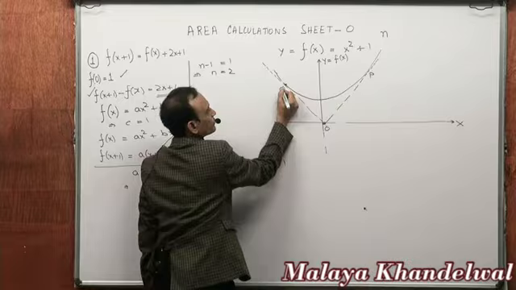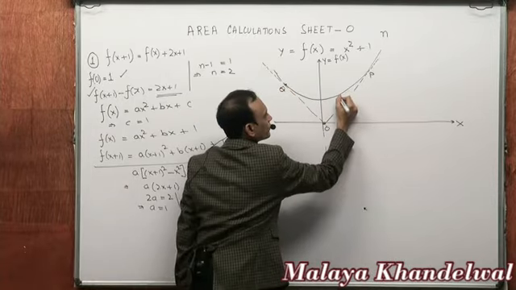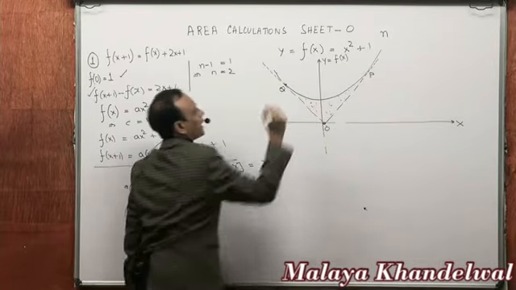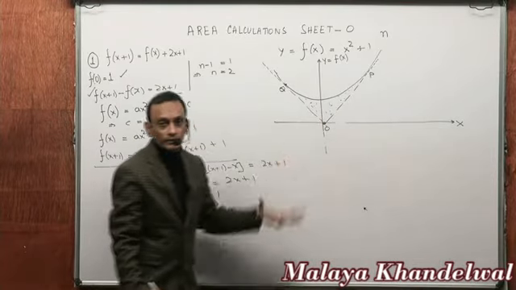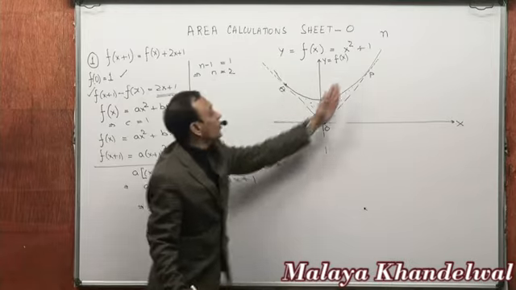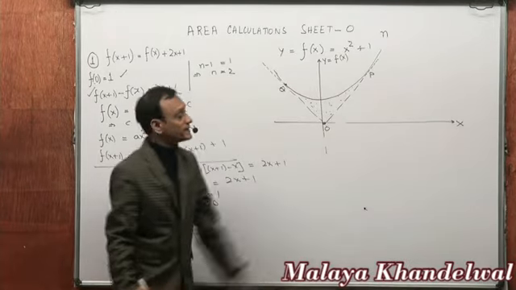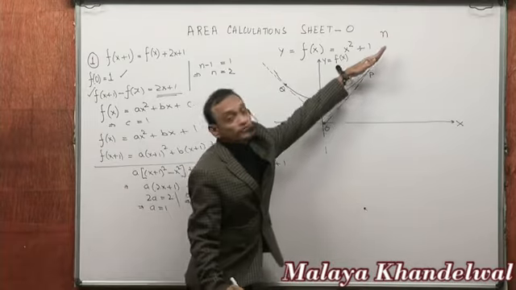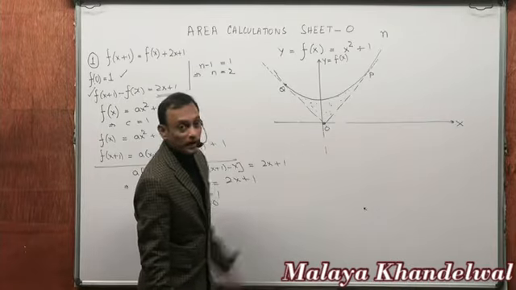And this area, I'm seeking the area, the dotted area, between the two tangents OP and OQ and the curve. That's the area that I'm seeking. So first of all, I need to be able to find the equation of these tangents, OP and OQ.